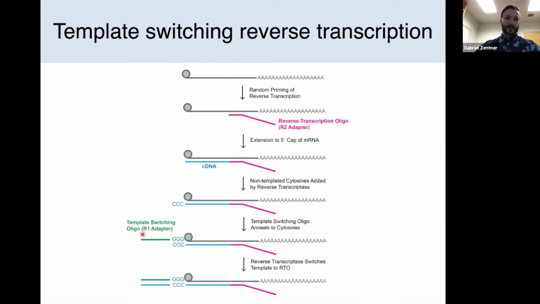This adapter, in addition to containing the ribo-Gs, contains most of the nuts and bolts of the Illumina P5 adapter. So reverse transcriptase, once this adapter has annealed, switches templates. It now uses this oligo to finish synthesis of the first-strand cDNA, thus incorporating the 5' most base position of this particular transcript, as well as most of the necessary sequencing adapter.